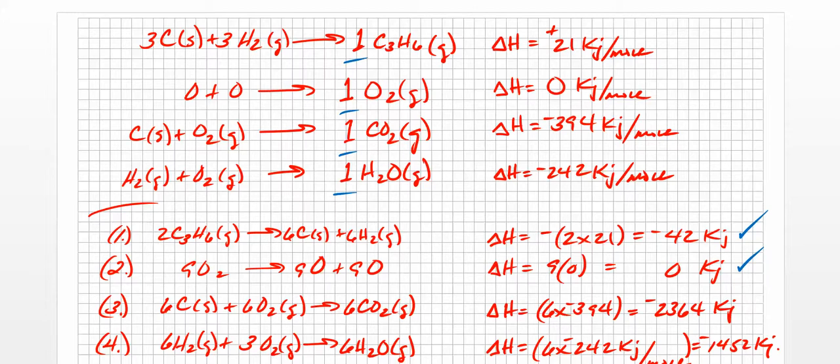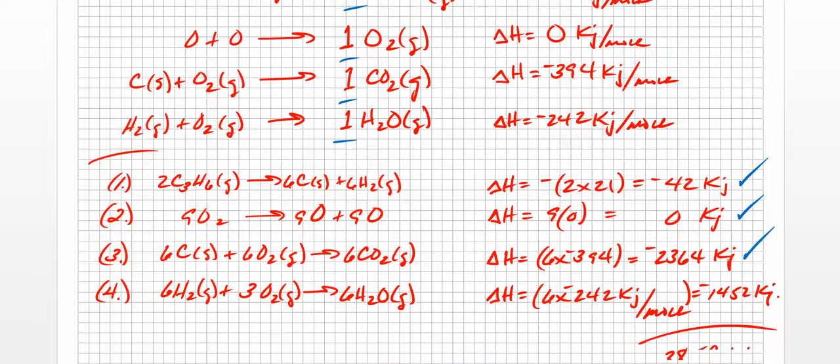The next thing I'm going to do is take the CO2. I need CO2 on the right-hand side, but I need it multiplied by 6. So I'll multiply it by 6. But Hess's law says if you multiply the reaction by 6, you have to multiply the delta H by 6. That's what I've done. I get minus 2,364 kilojoules. And then finally, I need 6 H2Os on the right. So I'll multiply everything by that number, and what I get is 6 times minus 242 kilojoules per mole. That's going to give me minus 1,452 kilojoules.